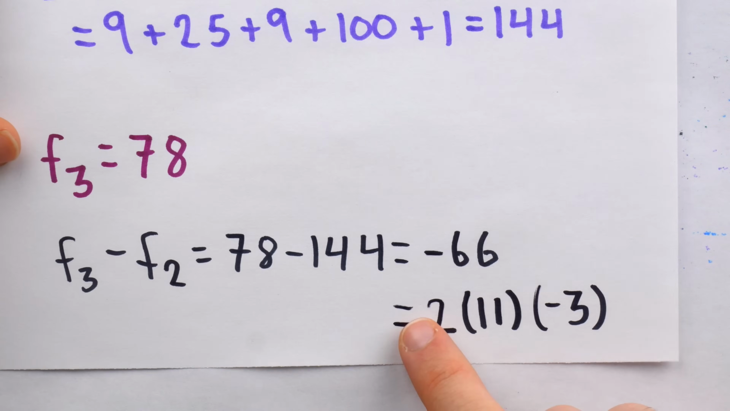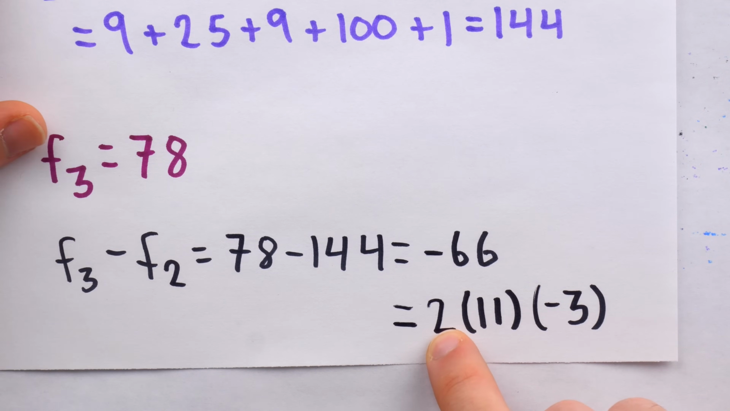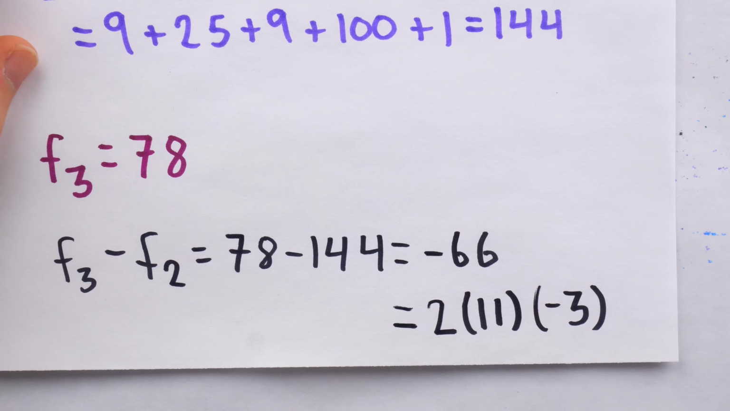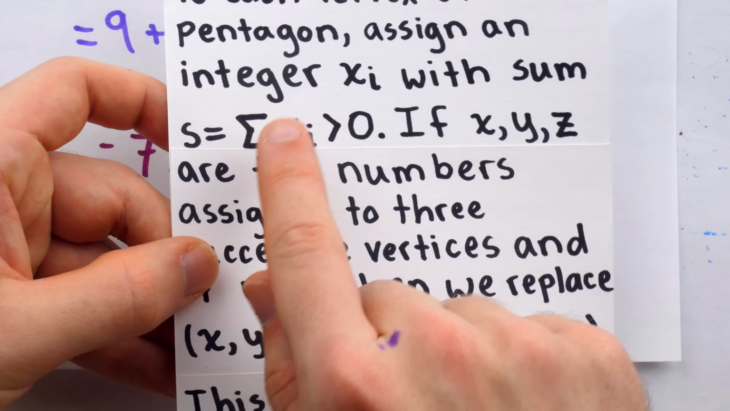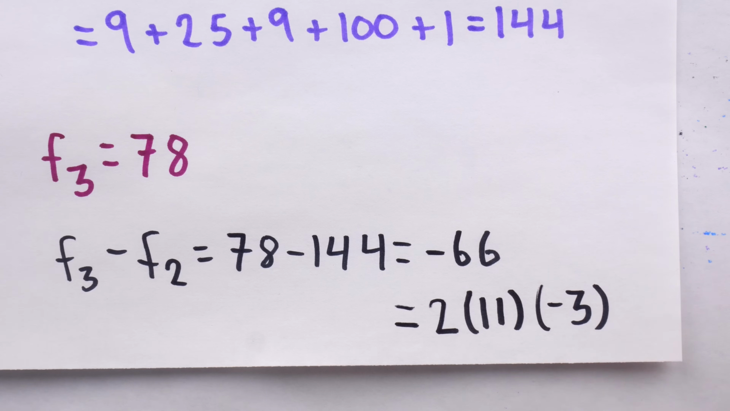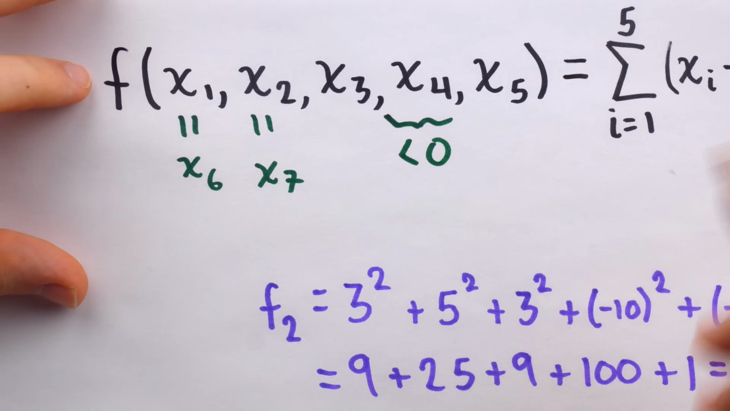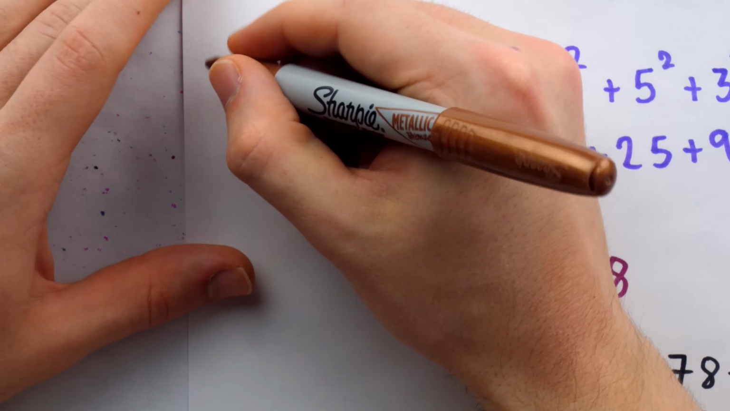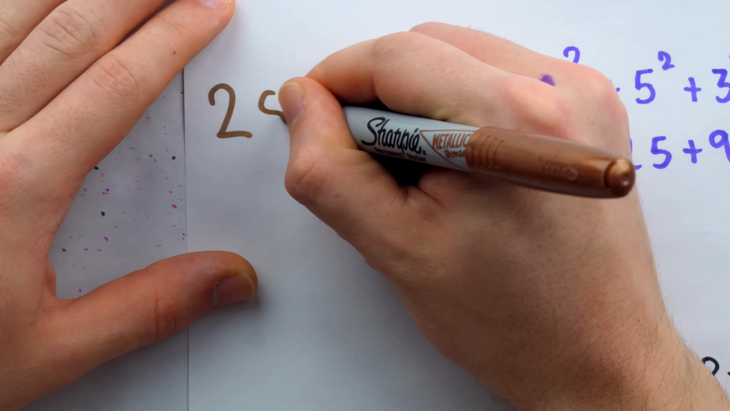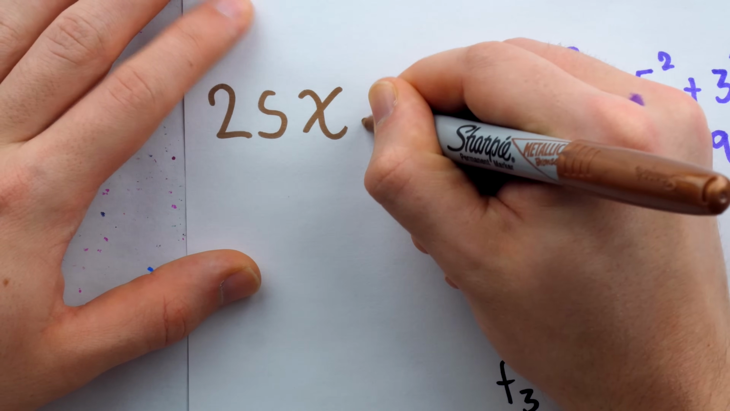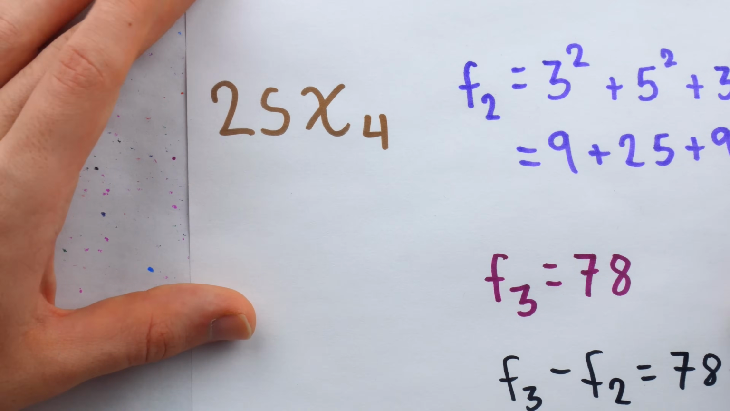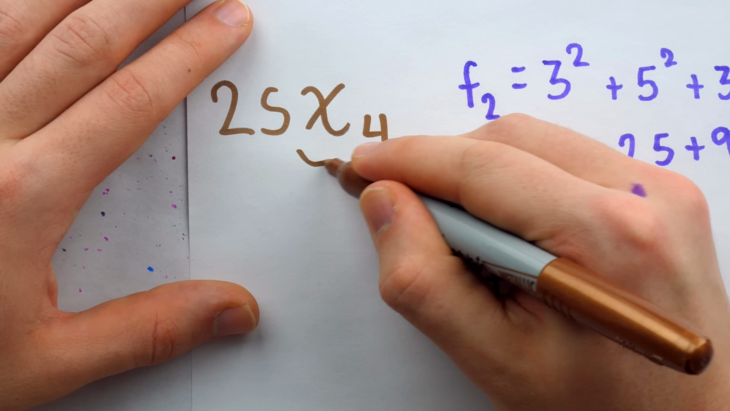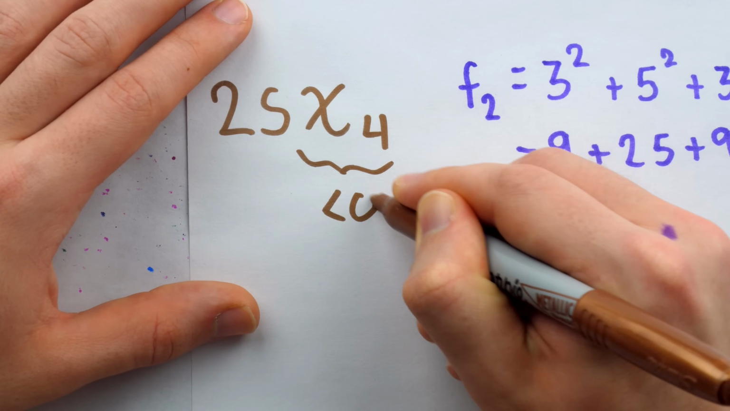The other numbers in this product are 2, which is positive, and the sum of the 5 numbers on the pentagon, which, remember from the details of the problem, has to be positive. So indeed, when we go through all the details of the algebra to show this function is decreasing, what we're gonna end up with is 2 times the sum times x4, which we know to be negative because 2 is positive, the sum is positive, and x4 is known to be negative.